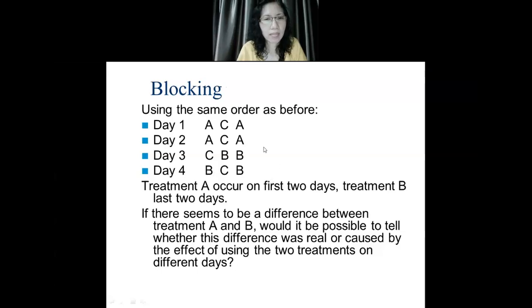Now you notice that treatment A happens to occur on the first 2 days, day 1 and day 2 only. Then treatment B occurs on day 3 and day 4 only. If there seems to be any difference between A and B, will it be possible for us to tell the difference? Or is it because the measurement was done on different days, like day 1, day 2, day 3, day 4?